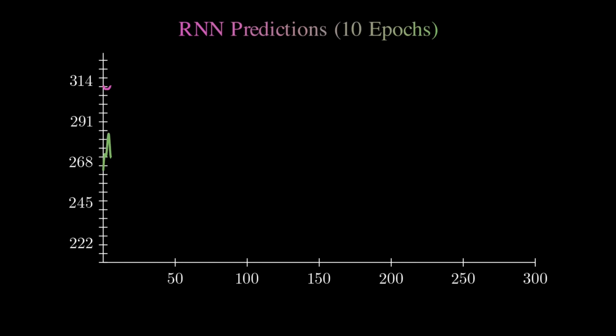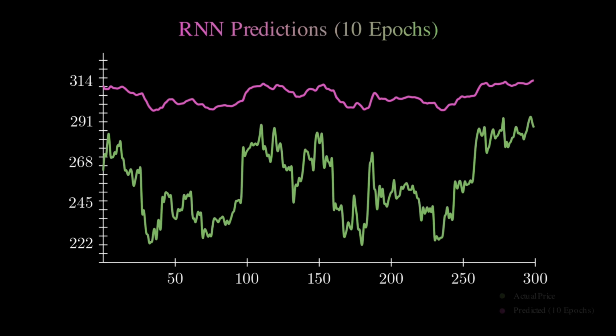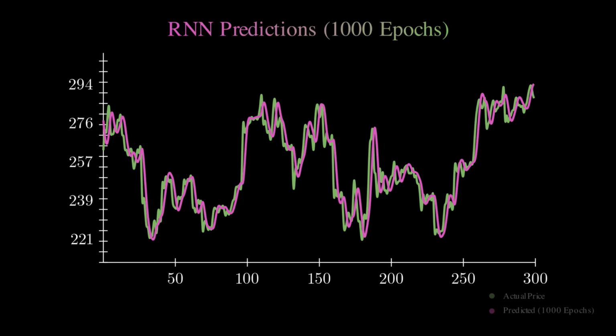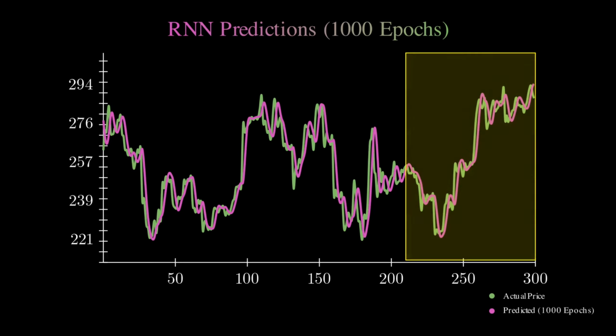This is how the model performs after just 10 epochs of training. As you can see, the predictions are quite rough and the model hasn't yet learned meaningful patterns. It's essentially guessing, and there's no clear alignment between its output and the actual price movements. Now let's look at the same model after 1000 epochs of training. The predictions are noticeably more stable and follow the general direction of the stock more closely. We can say that the model is starting to learn temporal dependencies in the data and extract trends.